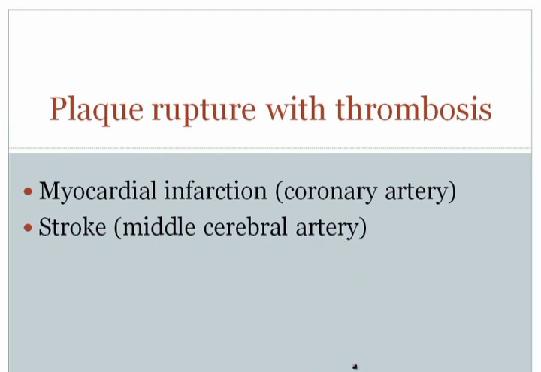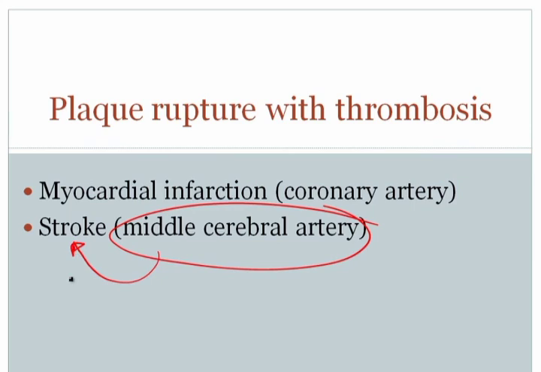So the examples would be, if this occurred in the coronary artery, the patient would develop a myocardial infarction. If this occurred, for example, in the middle cerebral artery, the patient could develop a stroke. So that's a second complication of atherosclerosis.